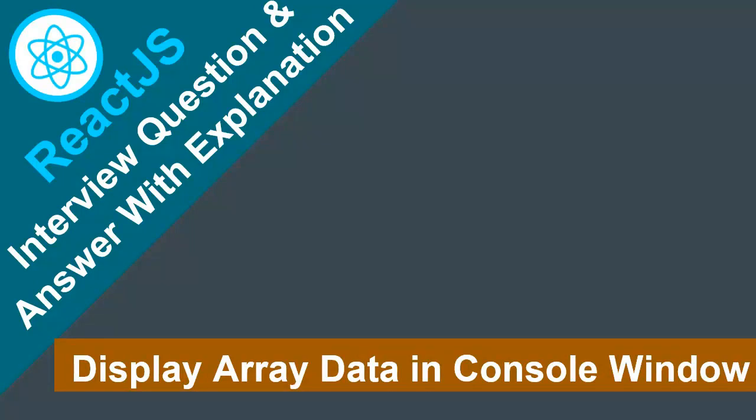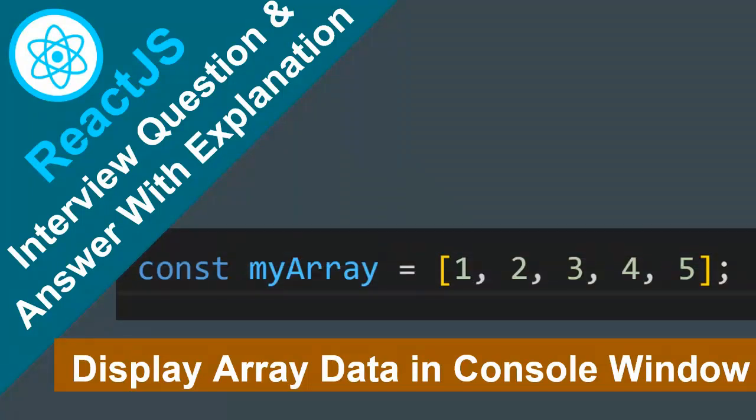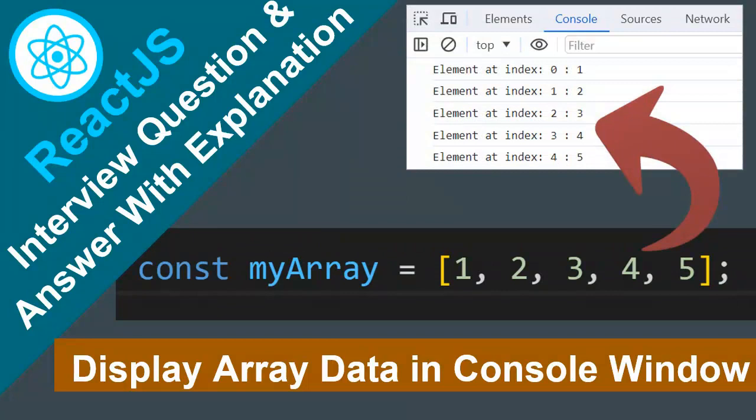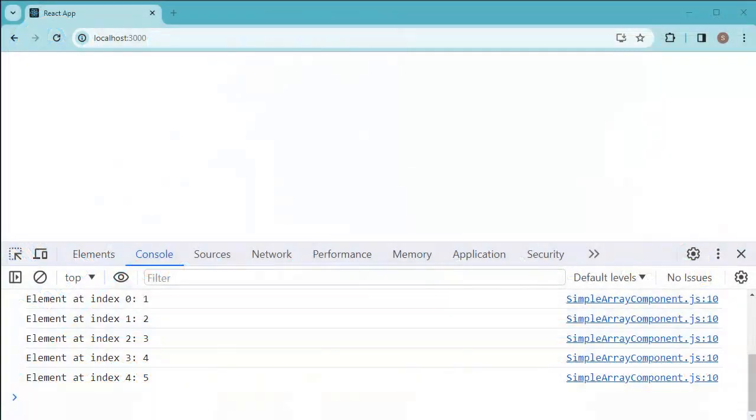One of the most common interview questions you might get in a coding interview is: create an array, fetch its data, and display the fetched data in a console window. As you can see in this example, I am fetching the data from an array and displaying it in the console window of the browser. This is a common interview question you might get in any interview.